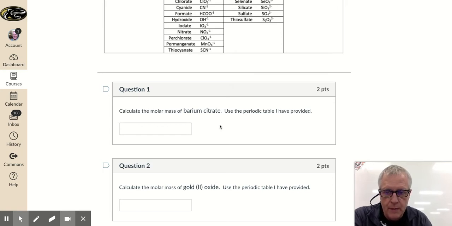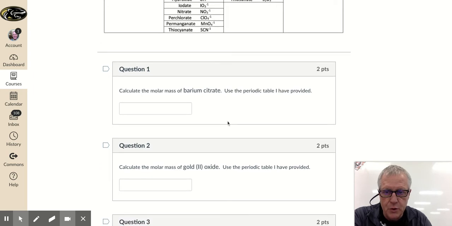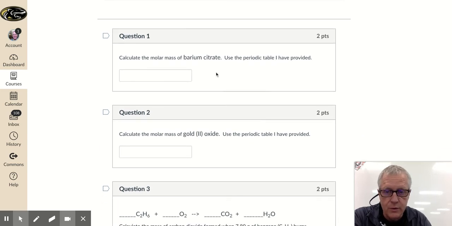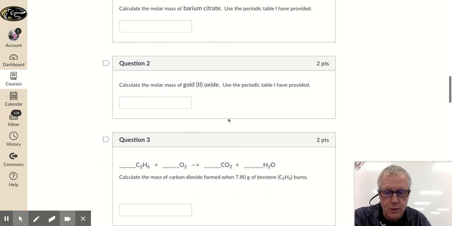These first two, questions 1 and 2, are simply compounds that you'll have to figure out what the correct formula is for, and then write the molar mass. So just do molar mass for those two compounds for questions 1 and 2.